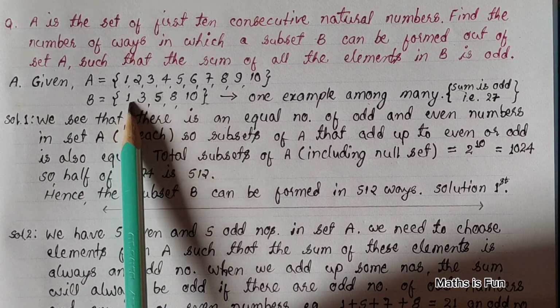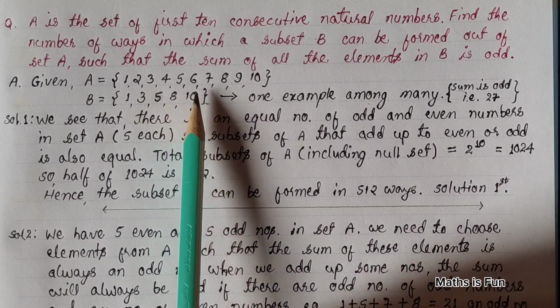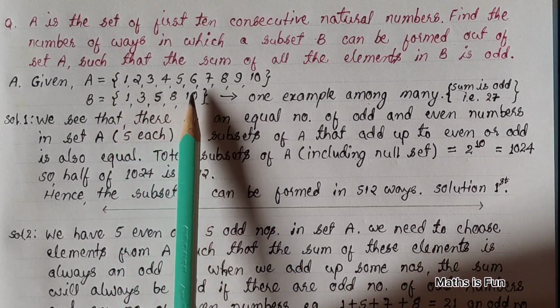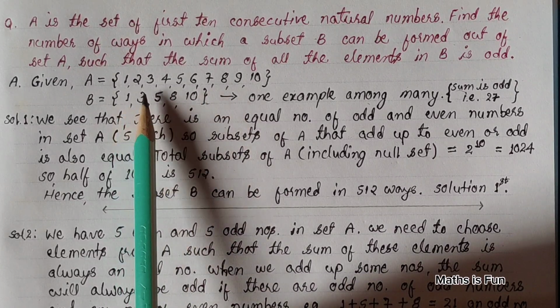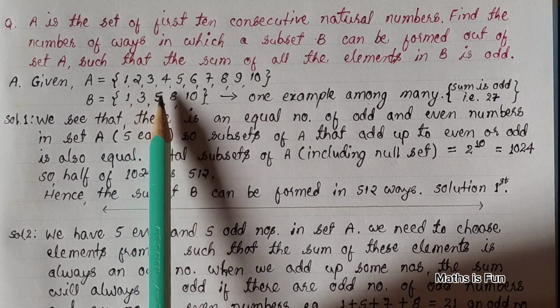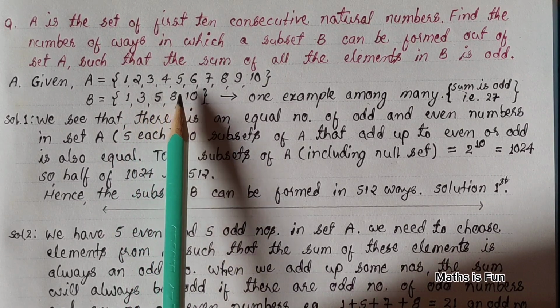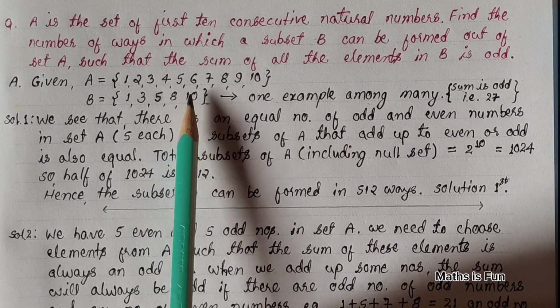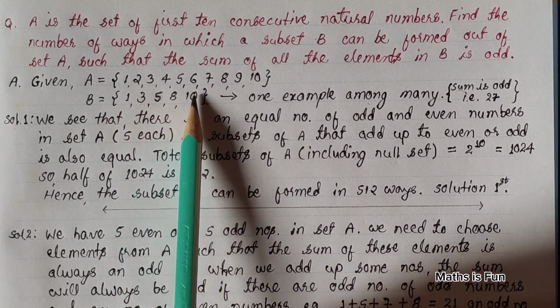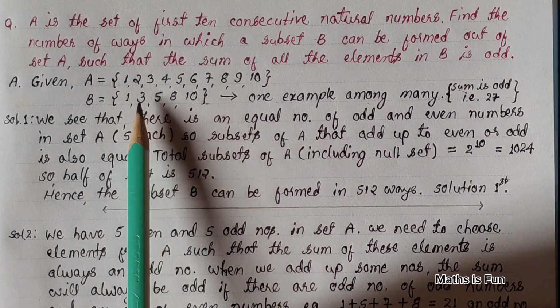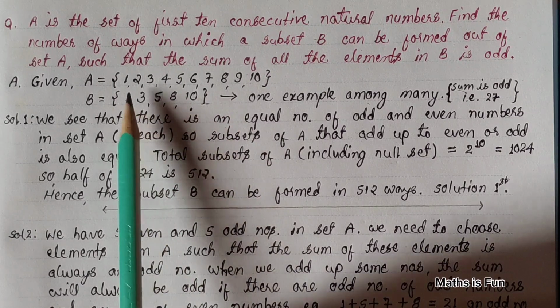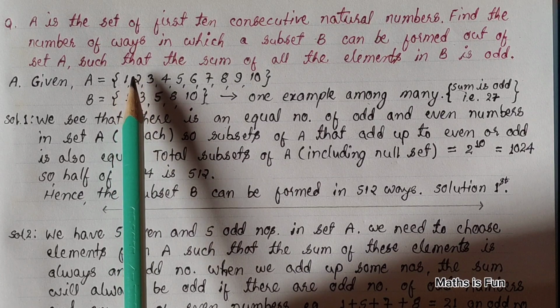We can take 1, 3, 5, 8 and 10. If we add this, we get 27. So 1 plus 3 is 4, 4 plus 5 is 9, 9 plus 8 is 17 and 17 plus 10 is 27. So we see that if we add all the elements, the sum is an odd number, 27. In this way, how many subsets B can be formed from this set A?